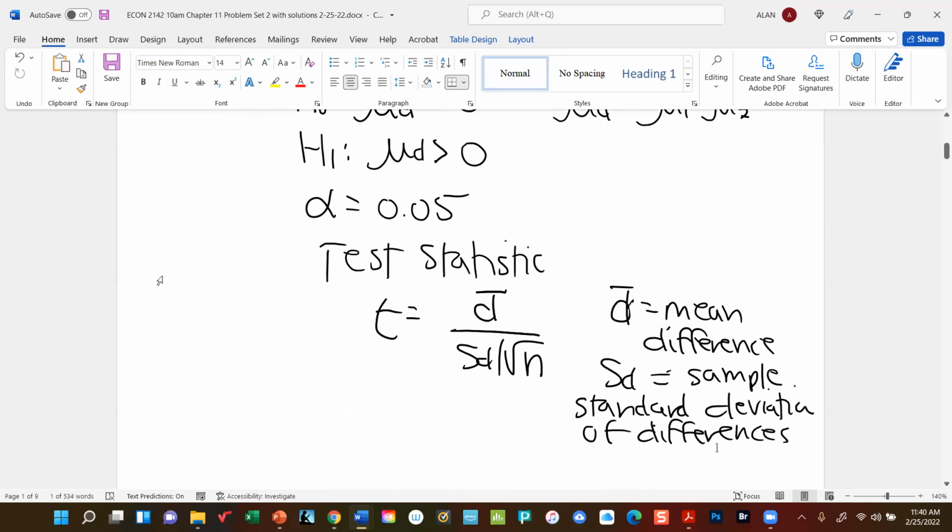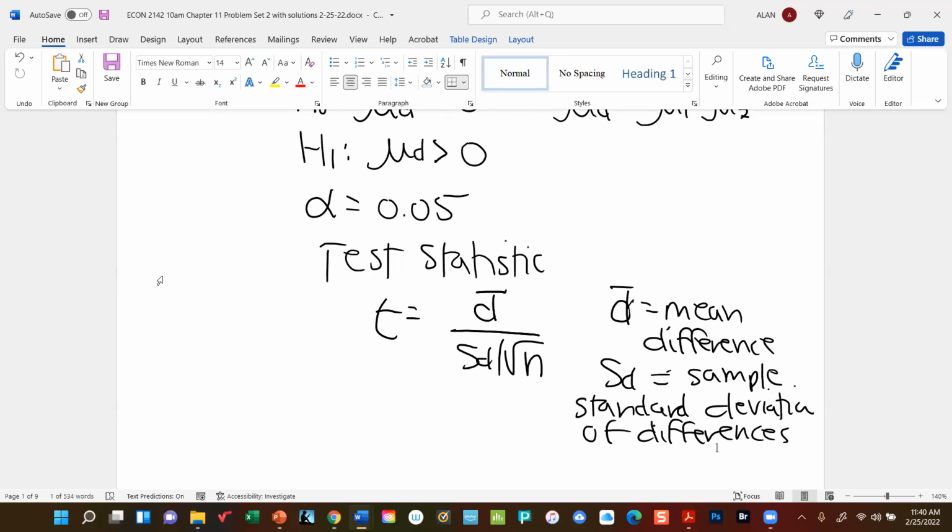And by the way, this is why we save this for last, because it is different than what we're used to seeing. And so remember, D bar is the average difference, and SD is the sample standard deviation of those differences. And of course, n is the sample size. That hasn't changed. So now the big question becomes, how do we calculate these numbers?